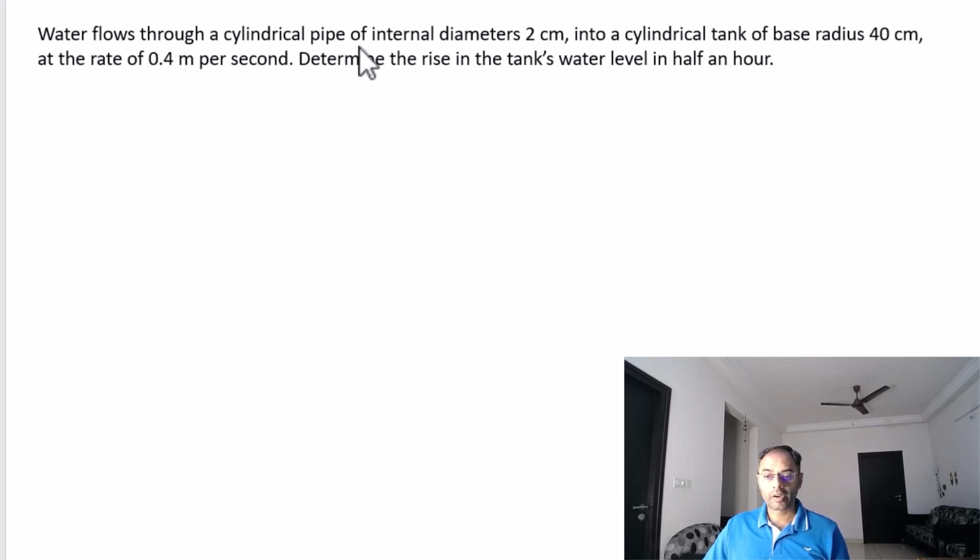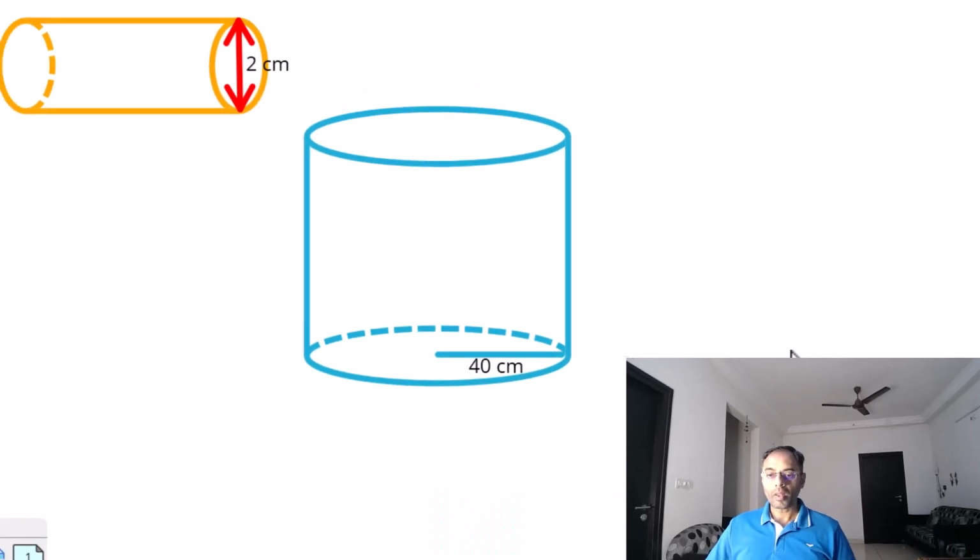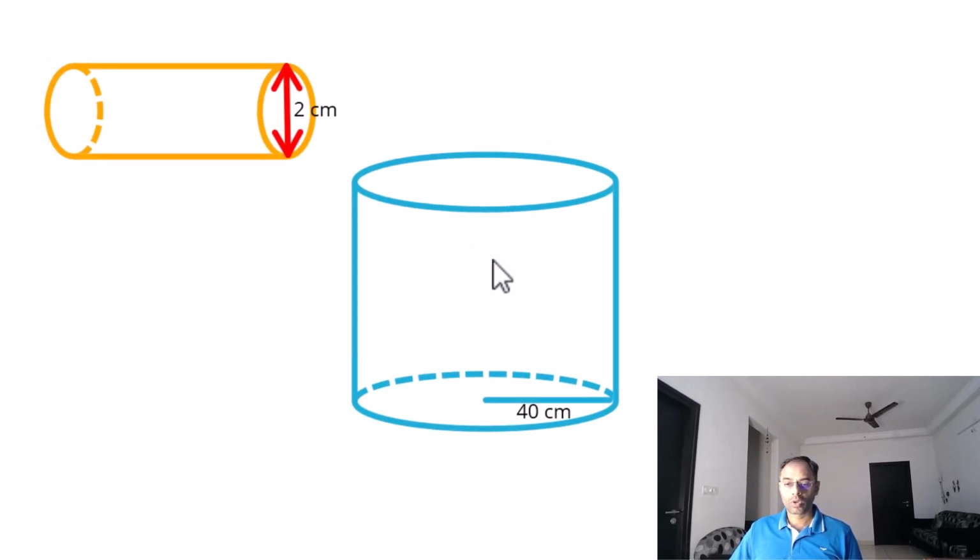Water flows through a cylindrical pipe of internal diameter 2 centimeters. So there is one pipe which is cylindrical and there is a tank which is also cylindrical. So we have two cylindrical components here. One has radius 40 centimeters and the other one, the diameter is 2 centimeters, so the radius is 1 centimeter. All right. Now, if we draw the two shapes here, this is how it would look like.